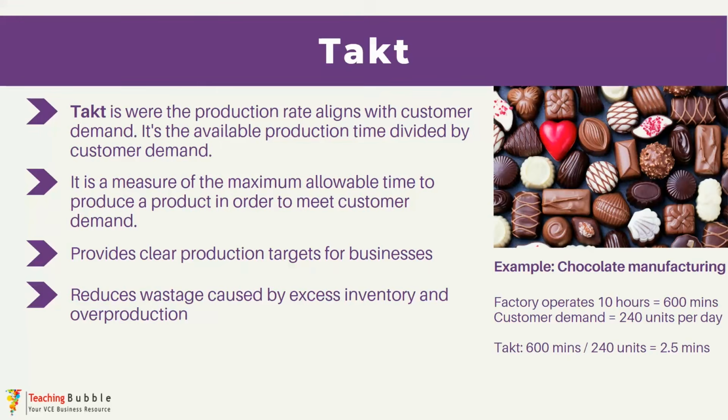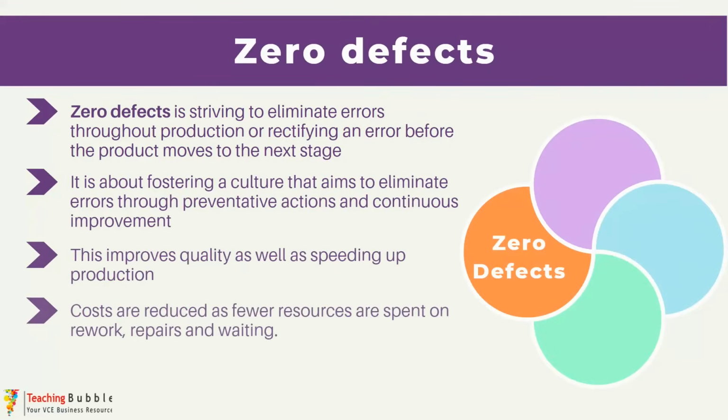And the final principle is zero defects, which revolves around eliminating errors in production or also solving them if they do occur before they move to the next stage. So it promotes a culture of proactive prevention and continuous improvement. So it not only bolsters product quality, but it also speeds up production because errors are identified and corrected really early before they're passed down to the next person in the line. So that minimizes the resources spent on reworking and repairing products.